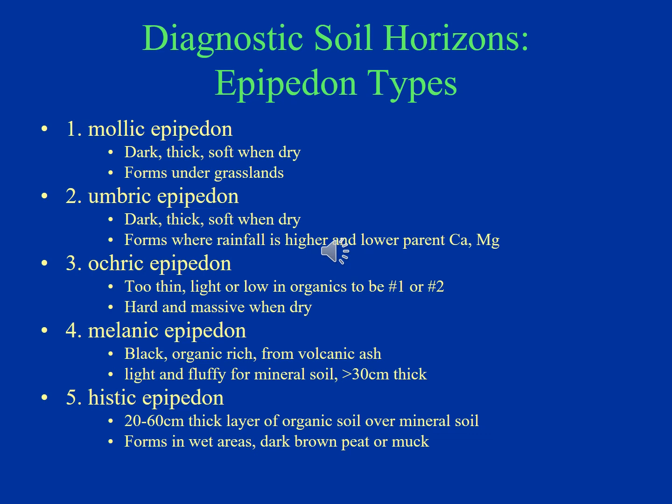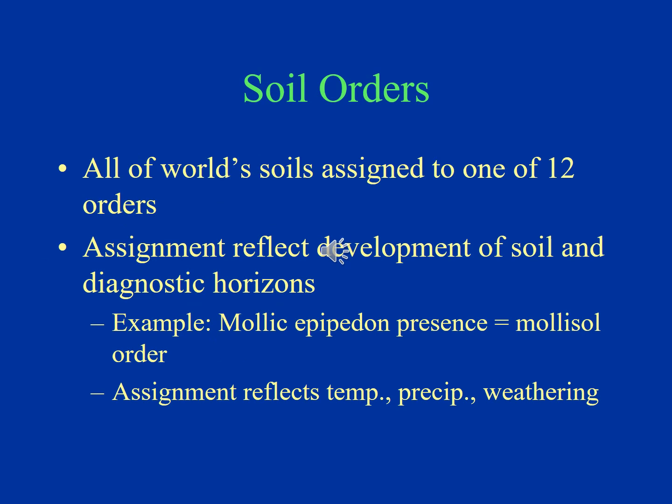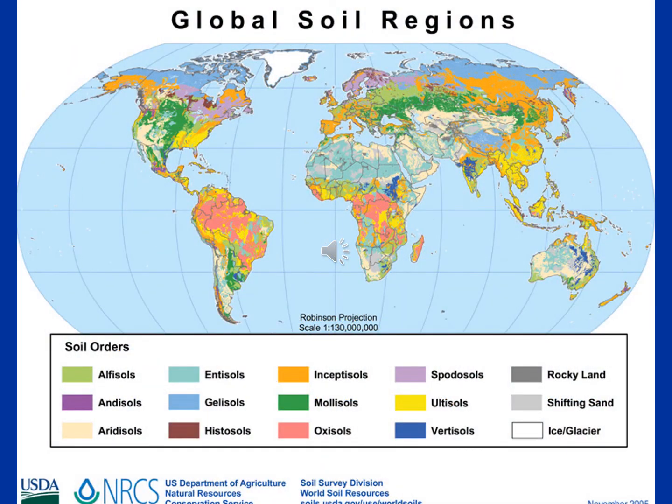So let's just skip down. There are just different definitions. You won't run into these much unless you go further into soil science. A little more practical is looking at soil orders. All of the soils of the world are assigned to one of 12 orders. Assignment reflects the development of the soil and also that diagnostic horizon. And we already know that temperature, precipitation, and weathering affect soil formation, and thus what soil order we will fall into. Here's a map of the different soil orders throughout the world.